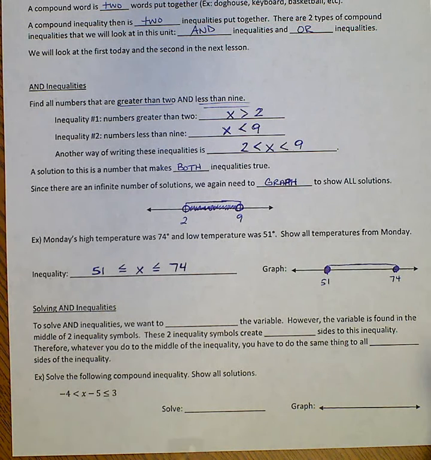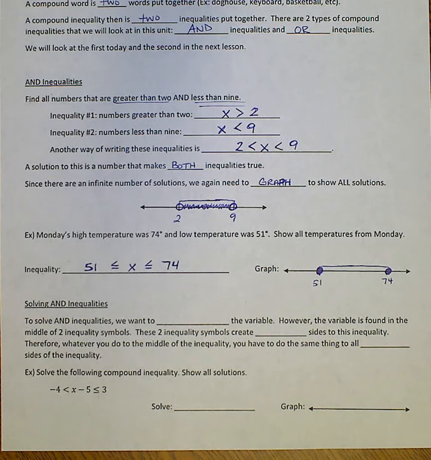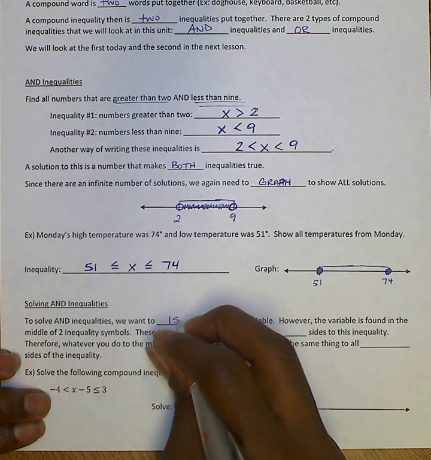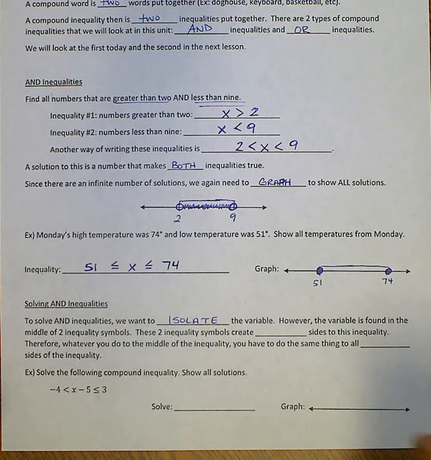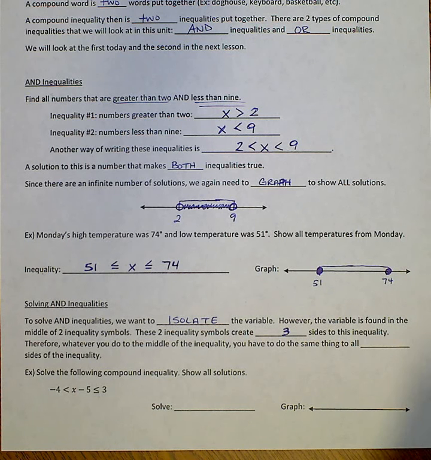Alright, so that's graphing compound inequalities, and let's talk about solving and inequalities. Okay, to solve and inequalities, we want to isolate the variable. That does not change. We want to get the variable by itself. However, the variable is found in the middle of two inequality symbols. The two inequality symbols create 3 sides to the inequality. We're used to having an equation with 2 sides or an inequality with 2 sides, but since there are 2 symbols, we have 3 sides. So whatever you do to the middle of the inequality, you have to do the same thing to all 3 sides.